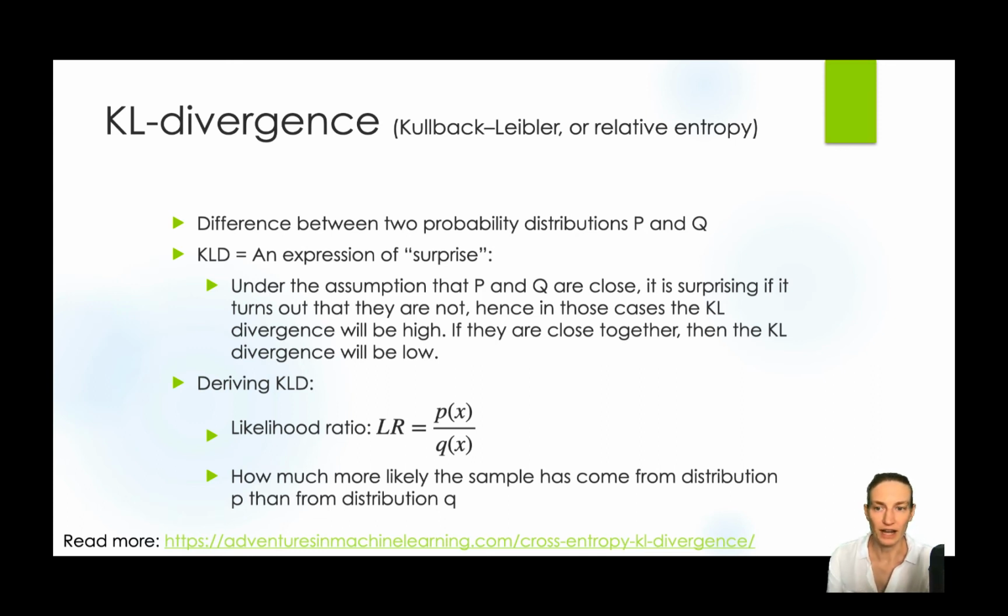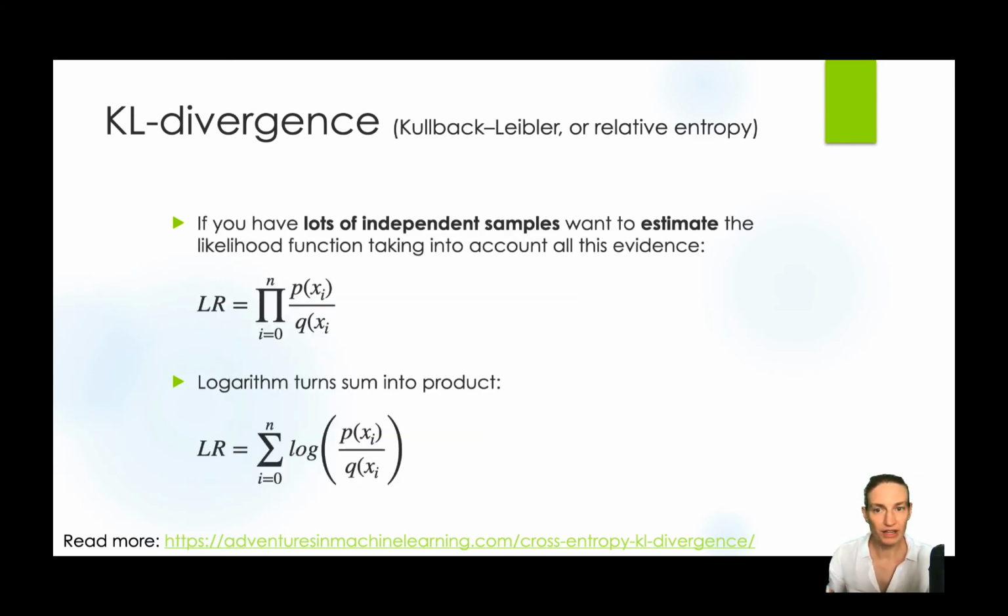Now, how do we derive the KL divergence? We start from the likelihood ratio. The likelihood ratio basically tells us how much more likely a sample X has come from distribution P than from distribution Q. We just divide the probability of distribution P by the one of distribution Q. Okay, quite easy. Now, if you have a lot of independent samples and you want to estimate the likelihood function taking into account all these samples, then you need to just multiply all these probabilities. Okay. Now, we can take some logarithm rules.